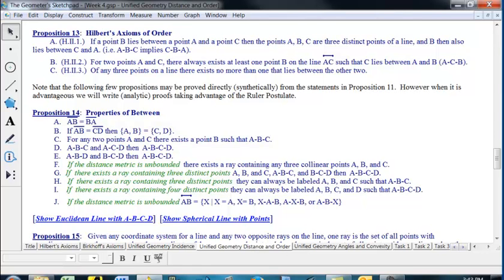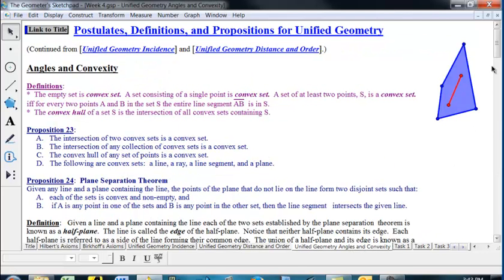Okay, so this week what do we want to look at? We want to look at some new properties. Well, let's start with this idea of a convex set. So we're just going to define an empty set to be a convex set, and a set consisting of a single point a convex set. And a set of at least 2 points, S, is a convex set if and only if for every 2 points, A and B in the set, the entire line segment is in the set.